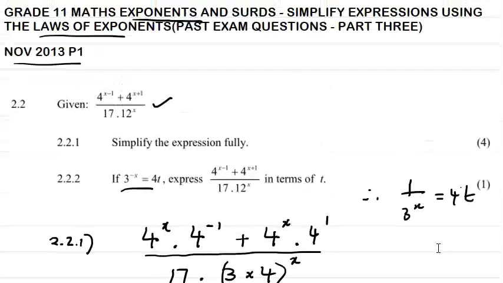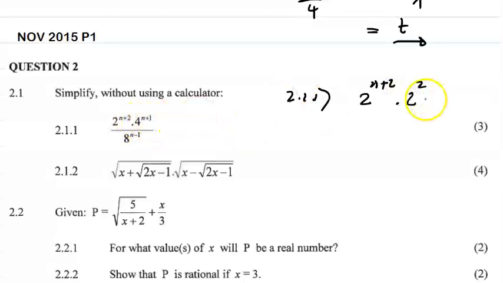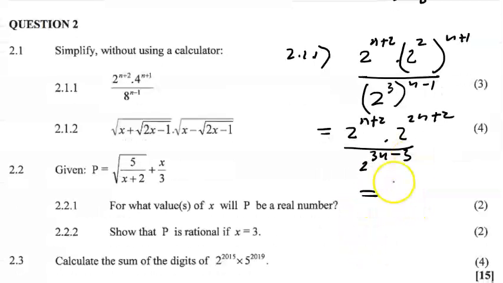Alright, now let's look at another question here, which is from the November 2015 paper 1. The first question that we have here on exponents is 2.1.1, which is 2 to the n plus 2 times 4 to the n plus 1, you can write it as 2 to the n plus 2 times 2 squared to the n plus 1, all over 2 cubed to the n minus 1, which equals 2 to the n plus 2 times 2 to the 2n plus 2 all over 2 to the 3n minus 3.